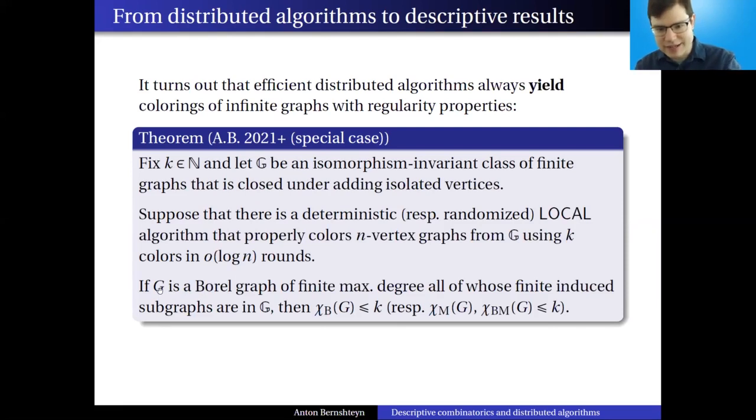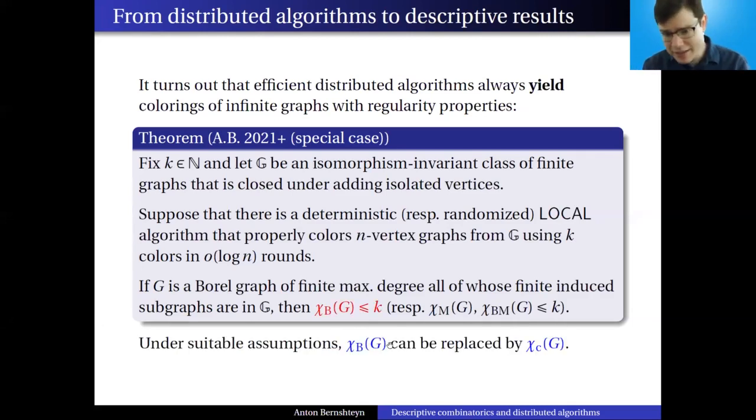Now, if we're given a Borel graph G of finite maximum degree, all of whose finite induced subgraphs are in this family, then if the original algorithm was deterministic, we can conclude that the Borel chromatic number of G is at most k. And if it was randomized, we can conclude that the measurable and Baire measurable chromatic numbers are at most k. Actually, you can do even something better under some additional assumptions, some continuity requirements on the graph G. In the deterministic case, instead of just talking about Borel chromatic numbers, you can replace this bound by continuous chromatic numbers. So you can get even better.